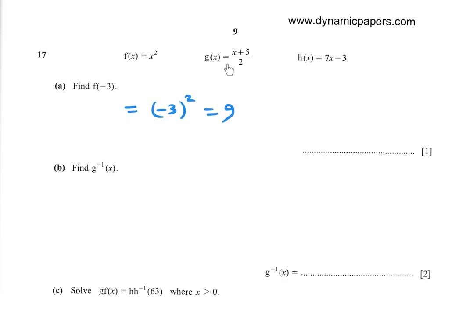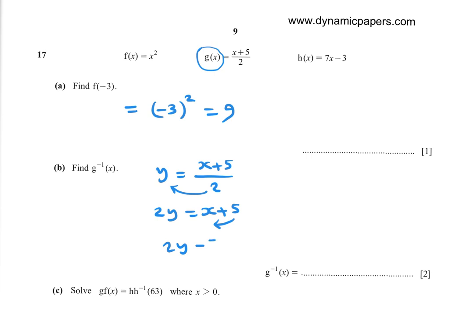So I need to find the inverse for g(x). So substitute g(x) by y. So y equals (x plus 5) over 2. Now make x the subject. So 2 times y, 2y equals x plus 5. And transpose 5 to the other side by negative. You have 2y minus 5 equals x.